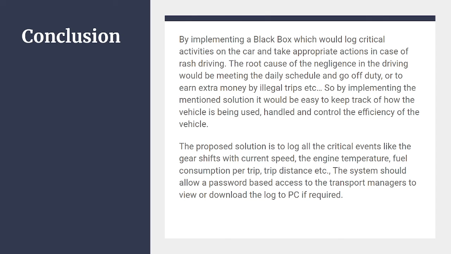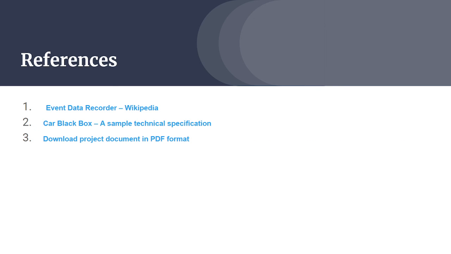The proposed solution is to log all the critical events like the gear shifts with current speed, the engine temperature, fuel consumption per trip, trip distance, etc. The system should allow password-based access for the Transport Manager to view or download the log to a PC if required. The references that I have taken are from Wikipedia: event data recorder, car black box, and a sample technical specification. That's all about this project.